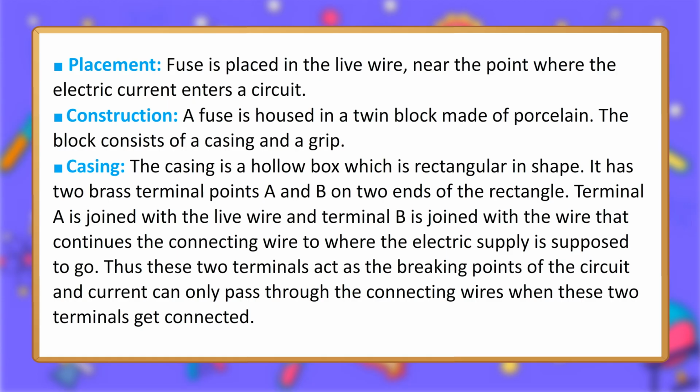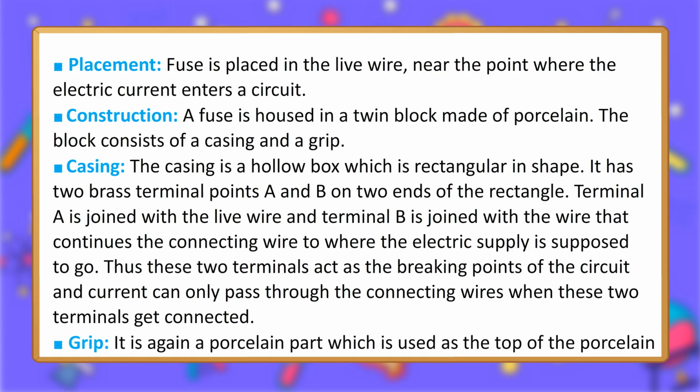Terminal A is joined with the live wire and terminal B is joined with a wire that continues the connecting wire to where the electric supply is supposed to go. Thus these two terminals act as the breaking points of the circuit, and current can only pass through the connecting wires when these two terminals get connected.